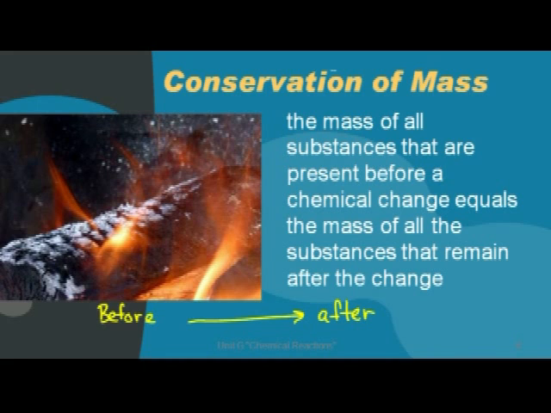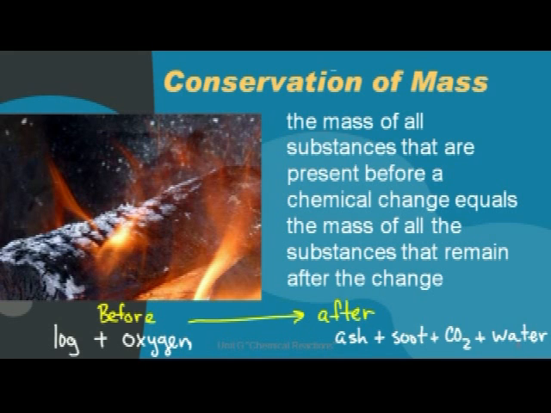In the picture, you'll notice the log burning, maybe in a fireplace or a wood burner. Think about the chemicals that are involved in the burning of the log. We know that the log is going through combustion, so that means that the wood in the log and the oxygen in the atmosphere are reacting to produce the fire. After the log has reacted, it produces ash, soot, carbon dioxide, and water.